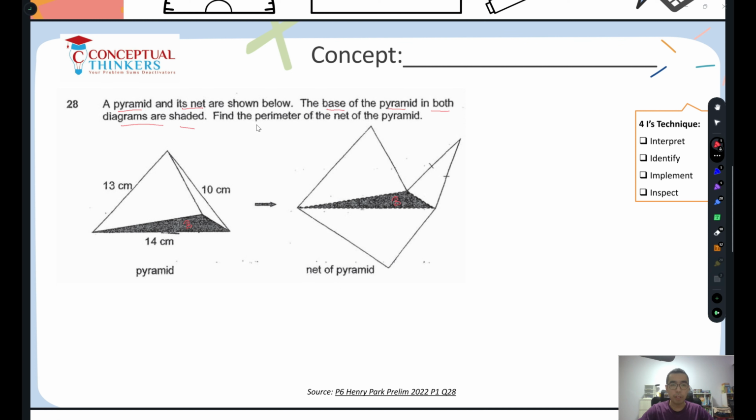So we need to find the perimeter. Perimeter is actually the outline of the nets of the pyramid. Which means that we have to look at the second diagram to actually calculate the perimeter of the nets of the pyramid.